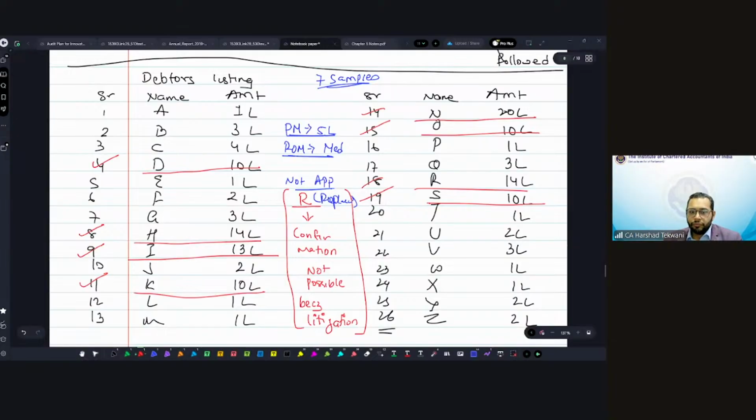Error in selecting a sample which is not representative, which is obtained as a result of a bias, and which has not been given a proper chance of being selected. Okay.